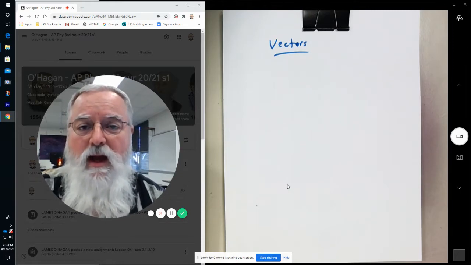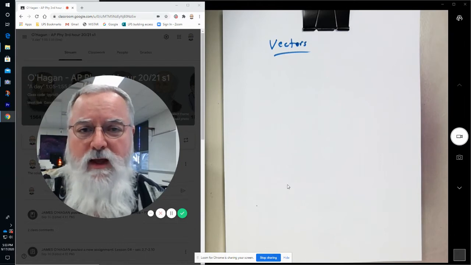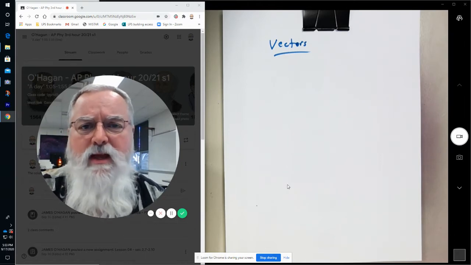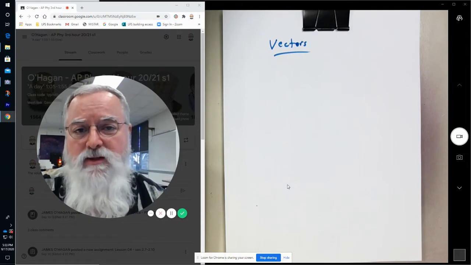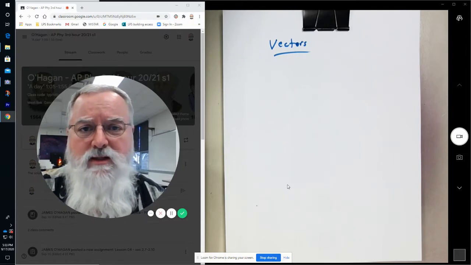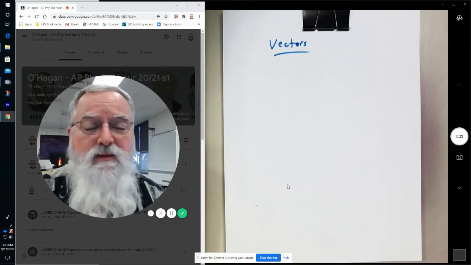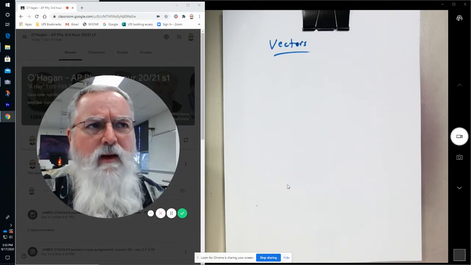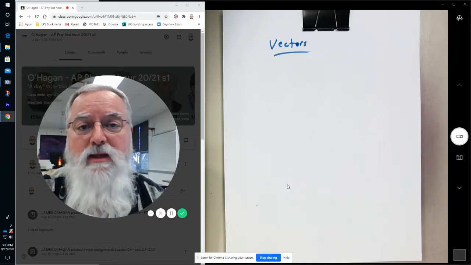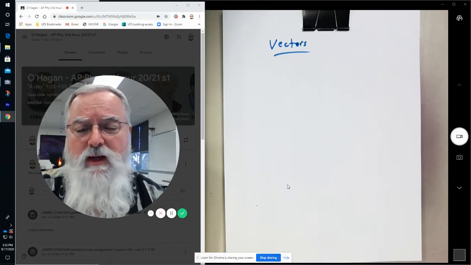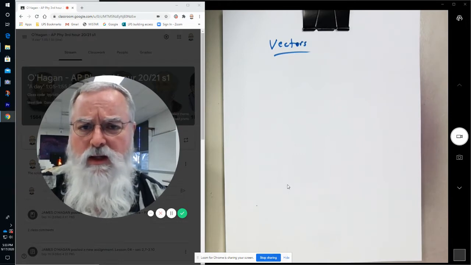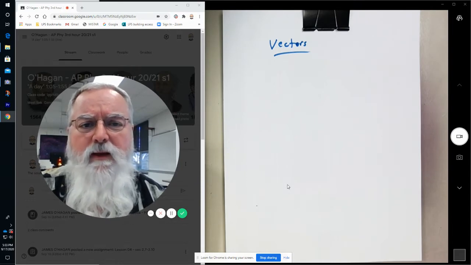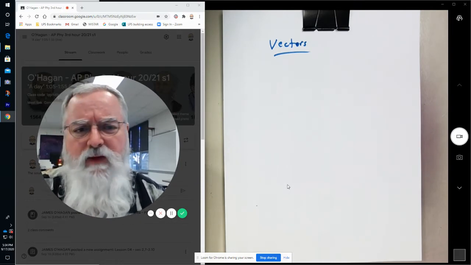Scalars are objects or physical quantities that don't have direction. An example of a scalar, well, speed's a scalar because it's just how fast without direction. Distance is a scalar because it's just how far. Displacement is a vector because displacement is how far in a very specific direction. And mass. Mass is a scalar. There's no direction for mass. It would make no sense to say, Mr. O'Hagan, his mass is 100 kilograms southwest. I mean, that would be ridiculous. Okay? So anyway, let's start talking about vectors.